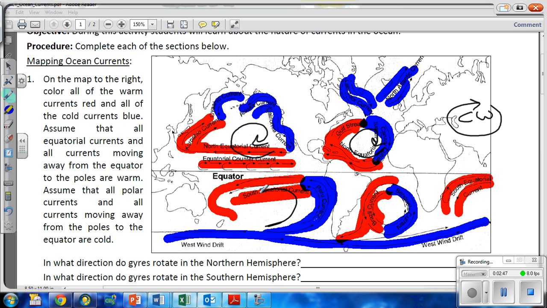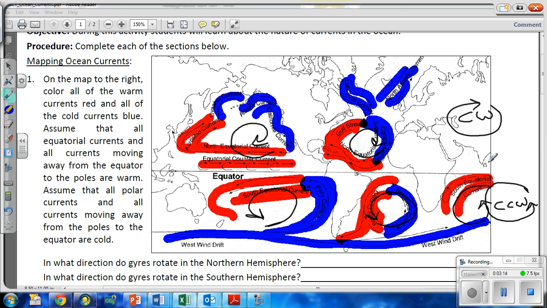The southern hemisphere, they tend to go counterclockwise. That's really seen in the South Atlantic. You can even see in the Indian Ocean. So we go counterclockwise in the southern hemisphere. What causes the rotation? Well, this is all due to the Coriolis force.